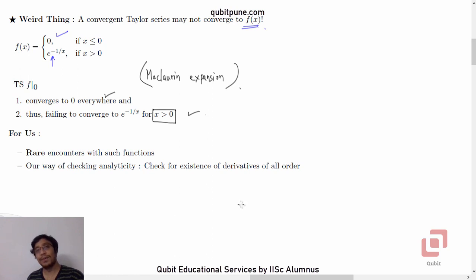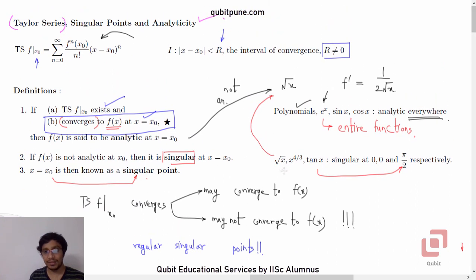However, as far as our examples are concerned, we will hardly see such functions. So what is our way of checking analyticity? We will simply check for existence of derivatives of all order, including the fact that the function itself is defined at that point. Okay, which means the examples that we discussed here, root x, x to the power 4 by 3, these were not analytic at 0 because the higher order derivatives were not defined at 0, and tan x is not analytic, or singular, at pi by 2 because the function itself is not defined.